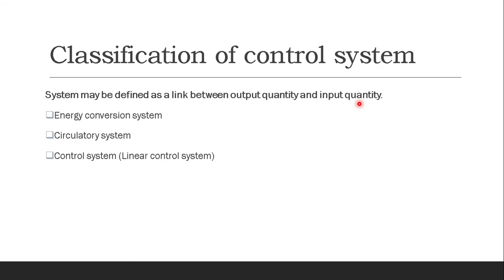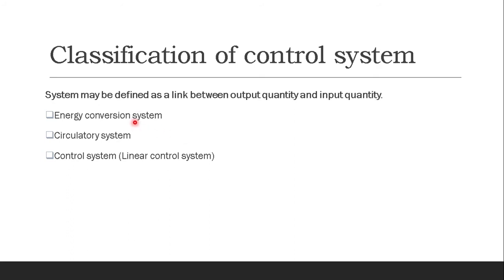In the same way, systems can be classified according to the function performed, and typically they are classified into 3 parts. The first is the energy conversion system, the second is the circulatory system, and the third is the control system. Here we are talking about linear control systems or classical control systems only. There is also the modern control system, and there is a difference between the classical control system and the modern control system. What we are right now learning is the classical control system.